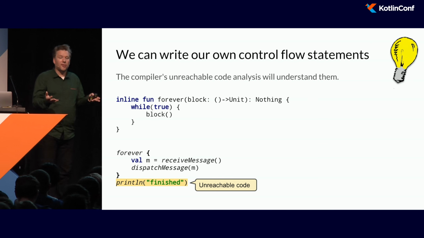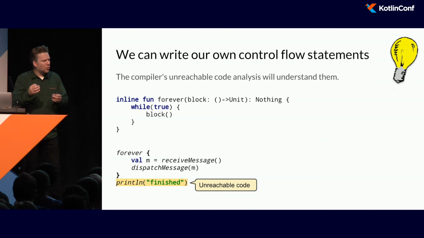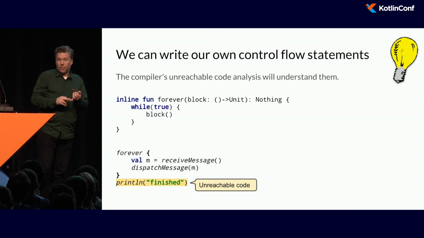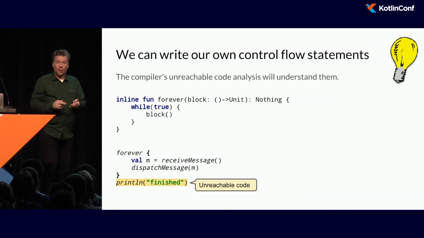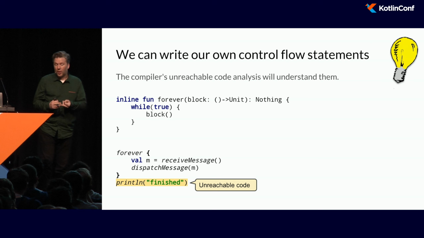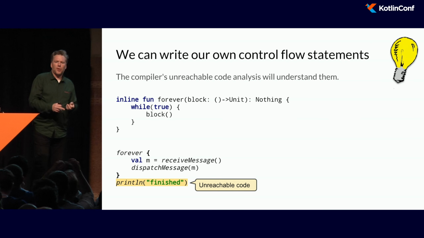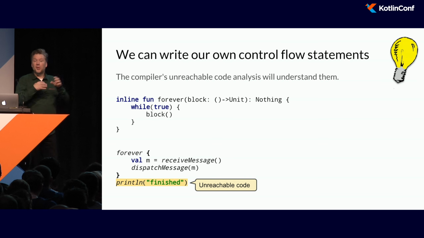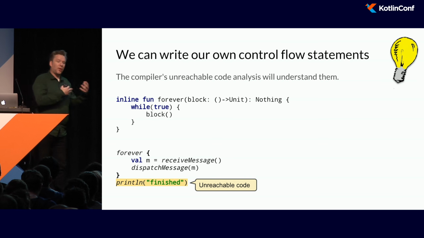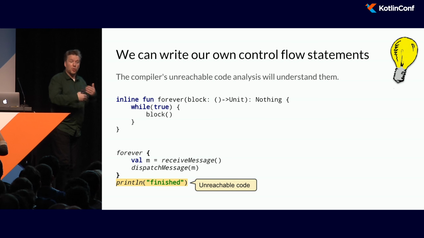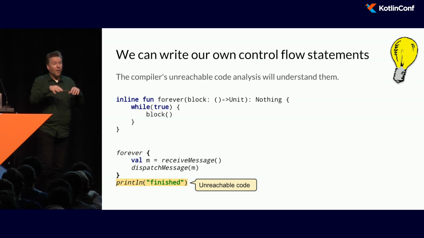Because the unreachable code analysis is not based on special cases like it has to be in Java. In Java, you have to know throw can cause unreachable code, and return can cause unreachable code, and System.exit can cause unreachable code, and so can interrupting a thread or whatever, right? All of these things have to be special cased in the compiler. In the Kotlin language, we just say that our function returns nothing, and that drives the unreachable code analysis, and we can then plug our own functions into that.